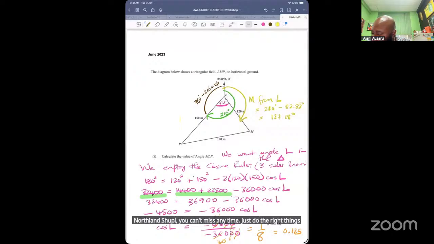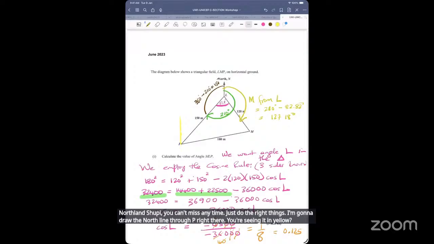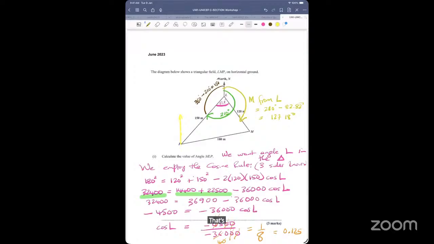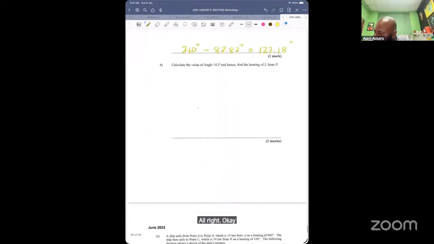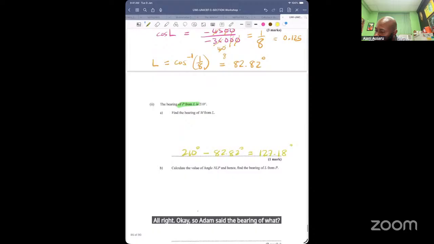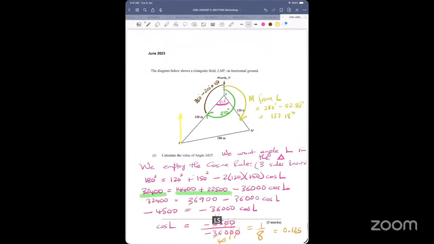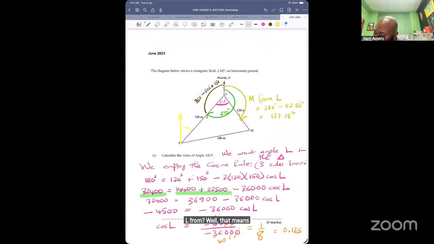So I'm going to draw the north line through P right there. You seeing it in yellow? Yes, sir. All right. Okay, so what did he say, the bearing of what? Of L from P. So that means I'm going to start here and come around to here, correct?